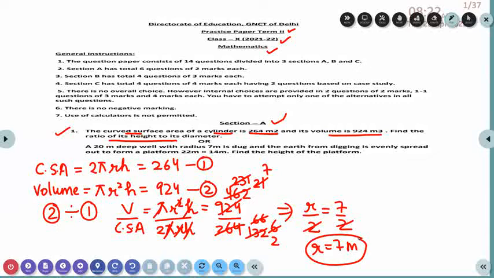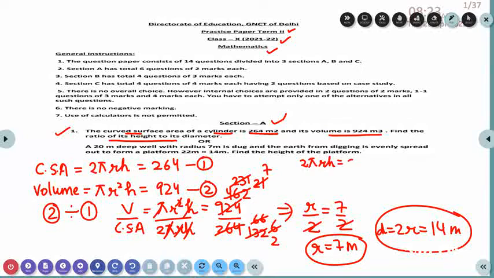Now we need to calculate the height of the cylinder. To calculate the height, we can substitute the value of R in any of the relations, either in CSA or in volume. So let us substitute the value of radius in CSA. 2 pi RH is equal to 264. So it will be 2 into 22 by 7 into 7 into H is equal to 264. 7 will be cancelled out and H will be equal to 264 by 2 into 22.